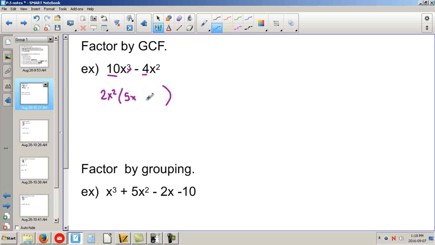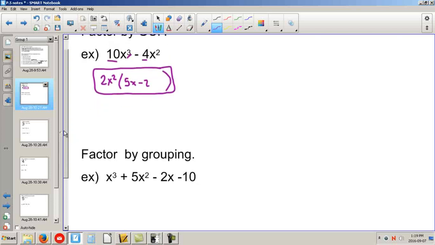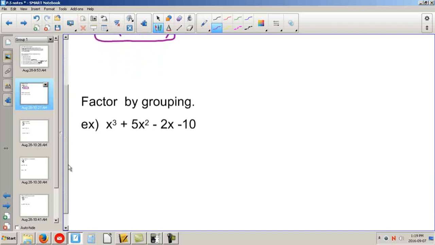2 times what would have given me the negative 4? That'd be a negative 2. And I had x squared. I don't need any more to make x squared. So this has been factored completely using the GCF method. We pulled out everything we could and left everything behind. Now we try to do that as often as is possible because it makes the problem simpler.